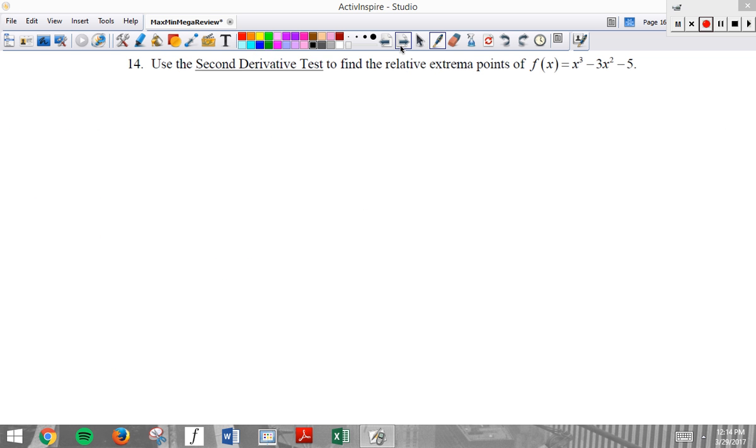Next. Second derivative test to find the relative extrema points. You would not usually use the second derivative test here, but go ahead. It's a nice practice.